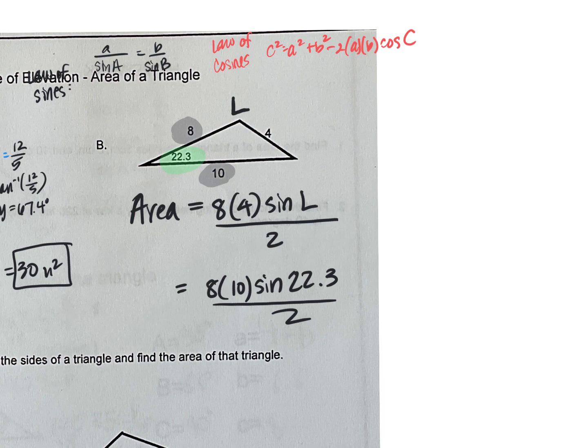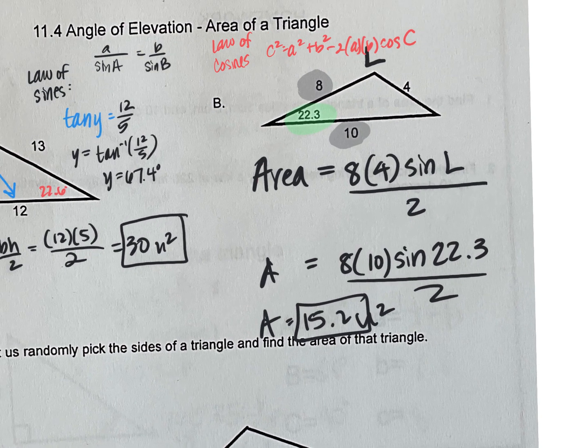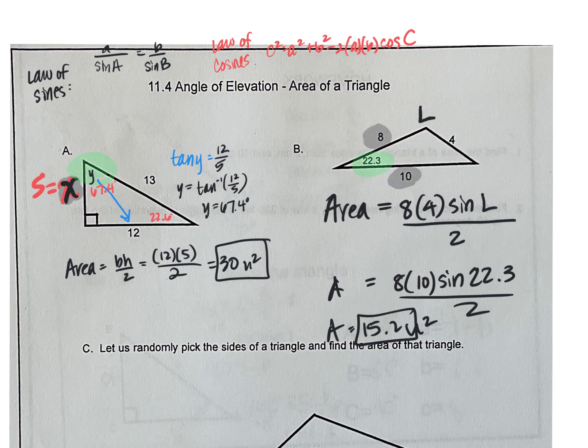$15.2 square units. Could we have done base times height divided by 2? Sure, but we would have had to find that height, and it would have taken a lot of steps. So if you've got the tools to take the shortcut, let's do it.